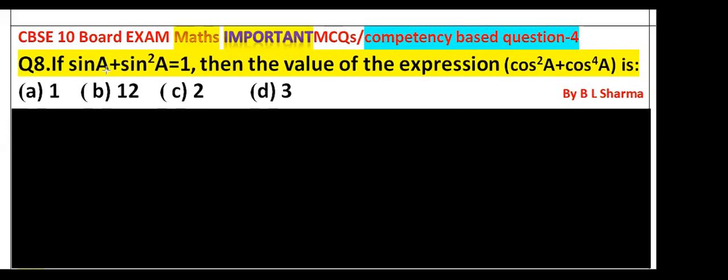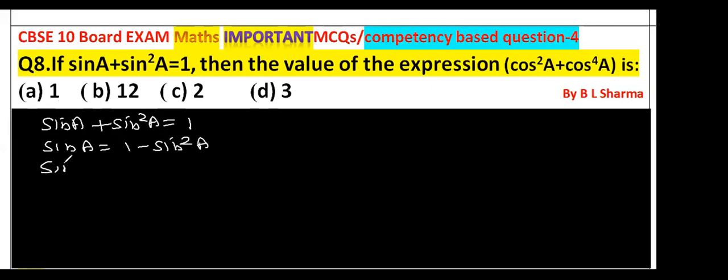If sin A plus sin square A is equal to 1, then the value of the expression cos square A plus cos 4A is, देखिए, from the first part, it is given, we can write sin A plus sin square A is 1. So sin A can be written as 1 minus sin square A. And we know 1 minus sin square A is cos square A. Or we can say that cos square A is sin A.